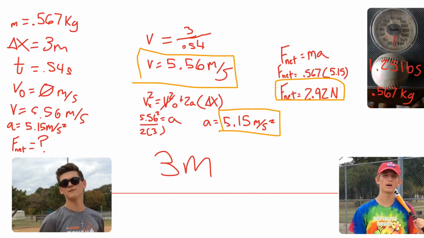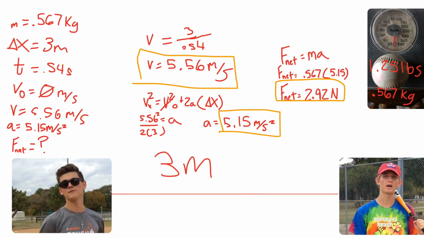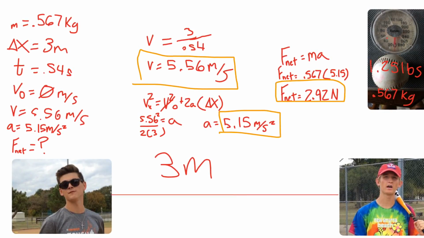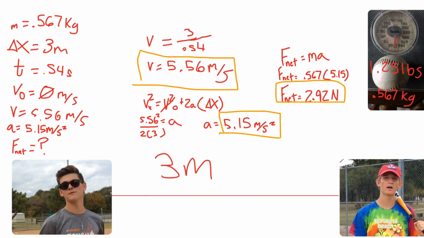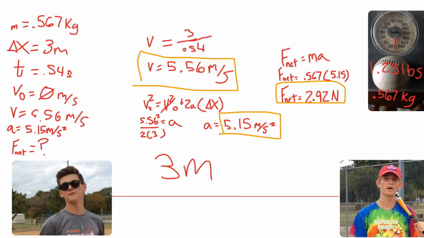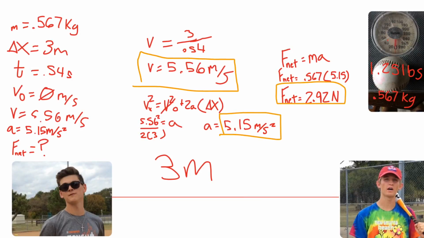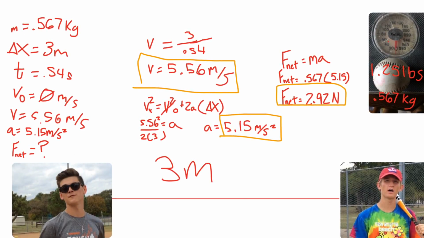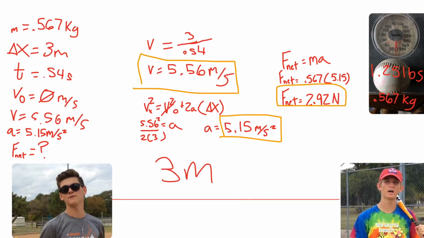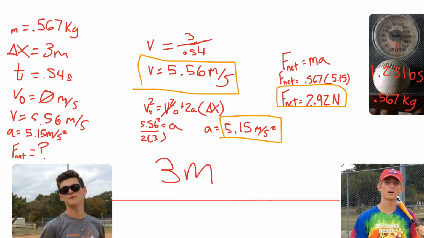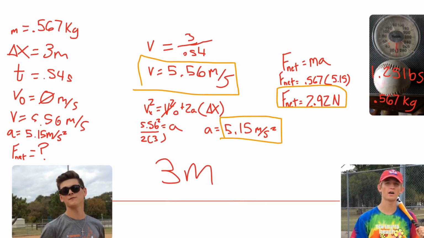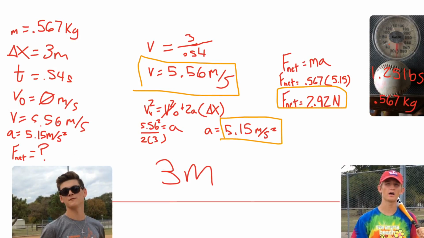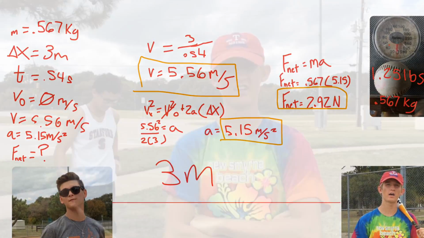Then we can finally plug that into Newton's second law's equation. The net force is equal to mass times acceleration. So our net force is equal to 0.567, which was our mass that we found, times 5.15, which was the acceleration that we found, to get our net force between the throw of Drew to me, equaling 2.92 newtons.